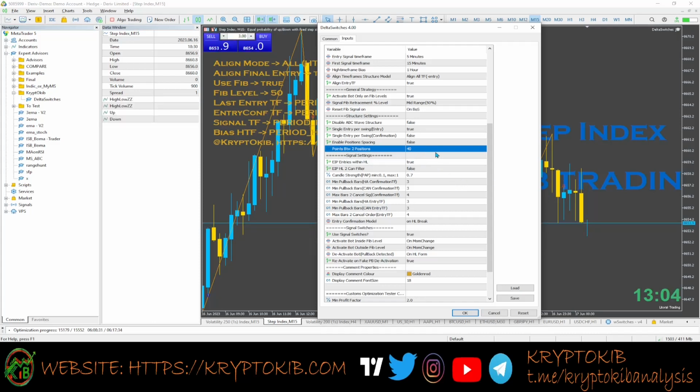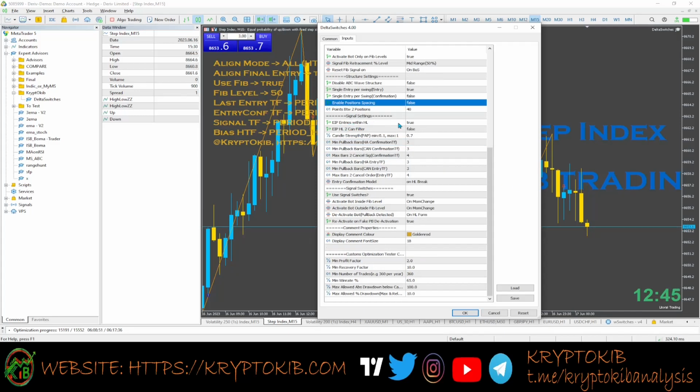But if you do not want to use spacing between positions, you want them to open anytime it sees a signal, no matter how close they are to each other. Like some people like stacking orders, they open multiple positions on one single price tag. Then you better keep this on false.